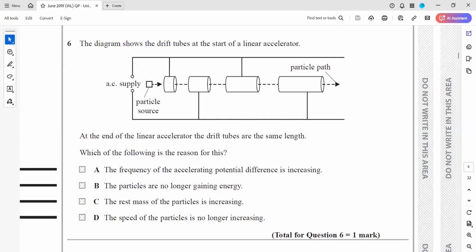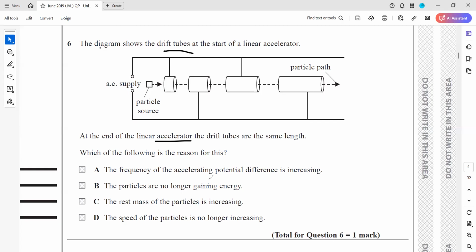A linear particle accelerator, or a LINAC. The diagram shows the drift tubes at the start of a linear accelerator. At the end of a linear accelerator, the drift tubes are the same length. Which of the following is a reason for that? The frequency of the accelerating potential difference is increasing.